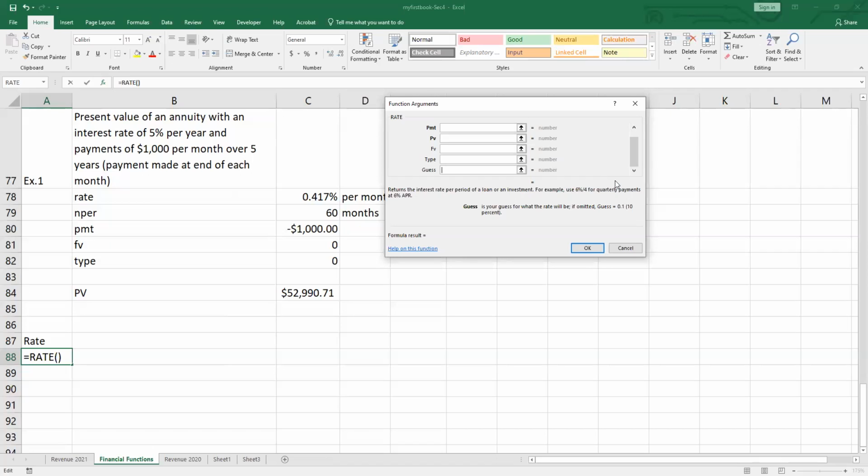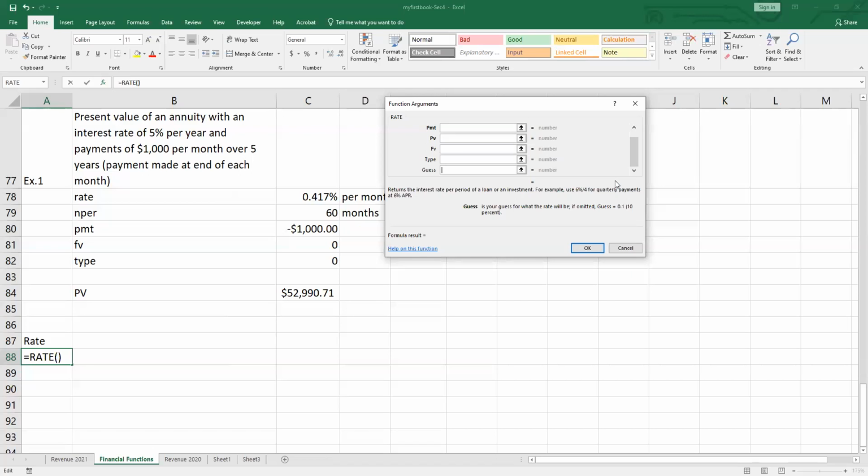There are two reasons. The first one, the users who have been using Excel for a long time, some of them are familiar with this argument. They used to use the guess argument before. So that's why Excel has to retain this argument.